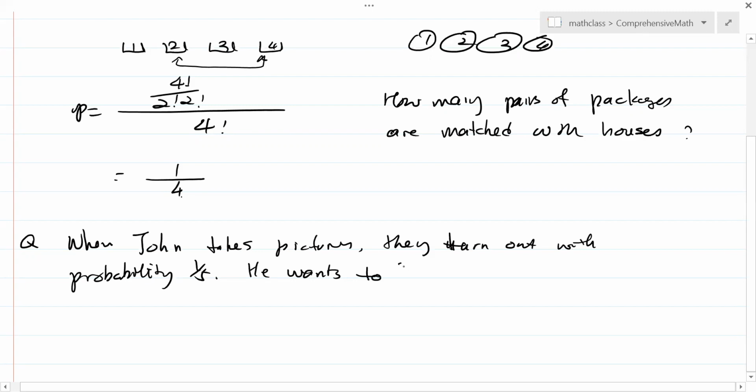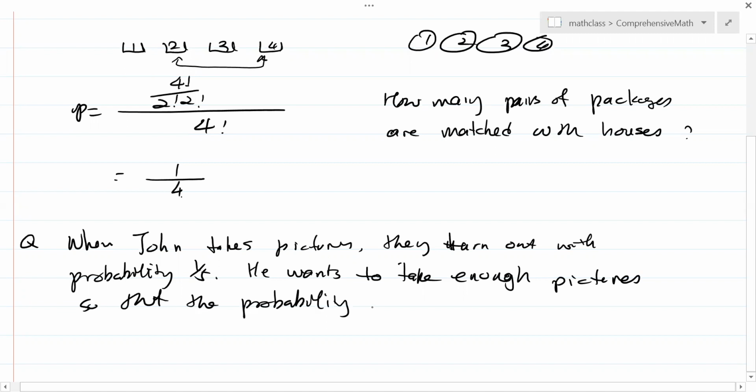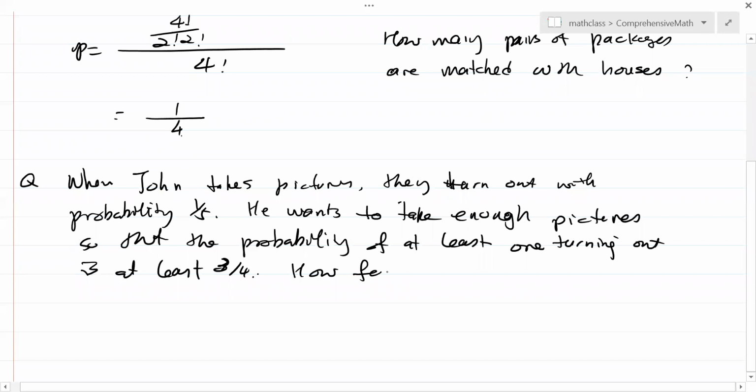So he wants to take enough pictures so that the probability of at least one turning out is at least 3/4. My question is, how few pictures, what is the minimum number of pictures can he take to accomplish this?